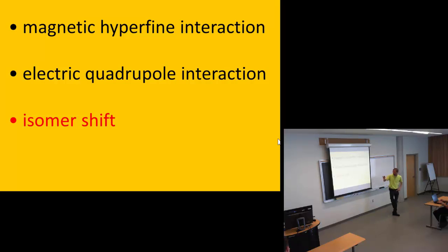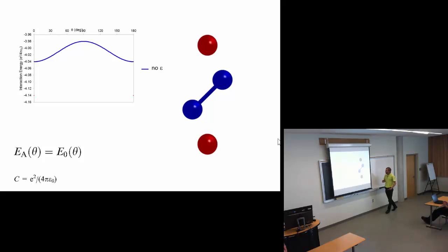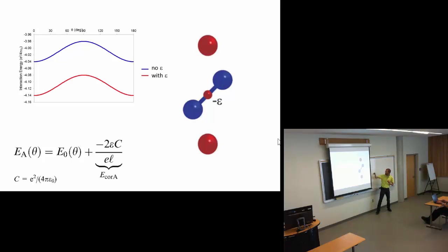Magnetic, electric, now the isomer shifts. Let's come back to that same system. The curve you see there is the same curve you saw a few slides ago. Energy of this classical system as a function of the orientation. Now I make the system a little bit richer. I allow electrons to be inside the nucleus. I put an extra classical charge, a small charge, minus epsilon, at the center of that nucleus.